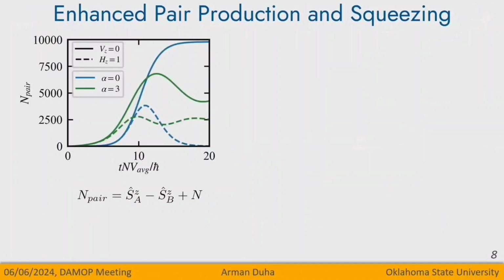First, we just want to look at the number of entangled pairs. The dashed lines are when we use the staggered field, and the solid lines are when we use the Floquet protocol.